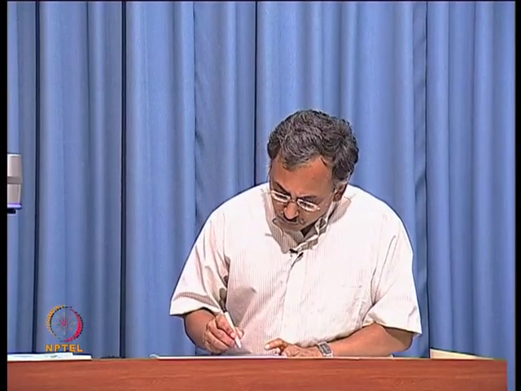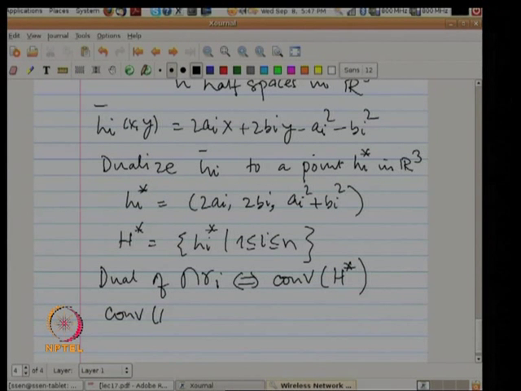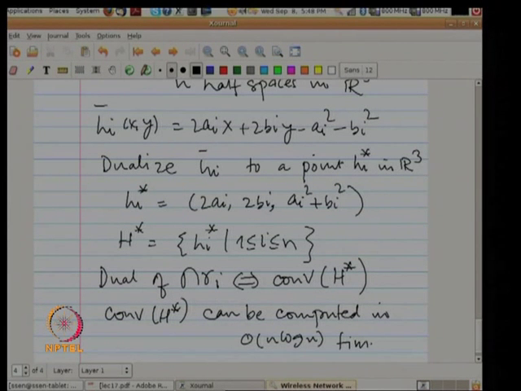Now, you will see later in the class that you can compute the convex hull of a set of points in 3D in n log n time. So, the convex hull can be computed in n log n time. So, what that implies is, for now let us assume this as a black box, what this implies is that you can compute the Voronoi diagram of a set of points in 2D in n log n time.